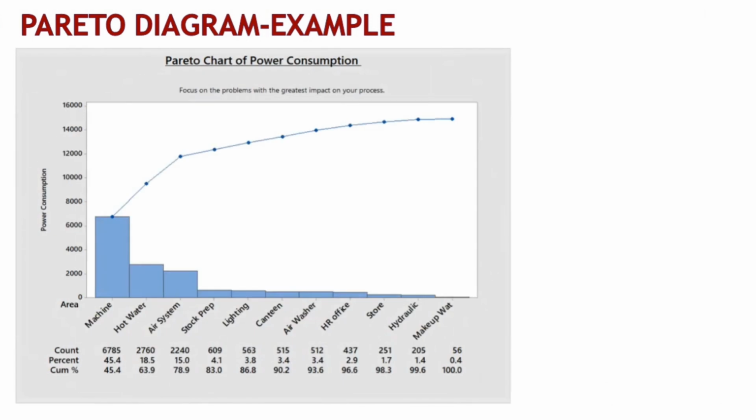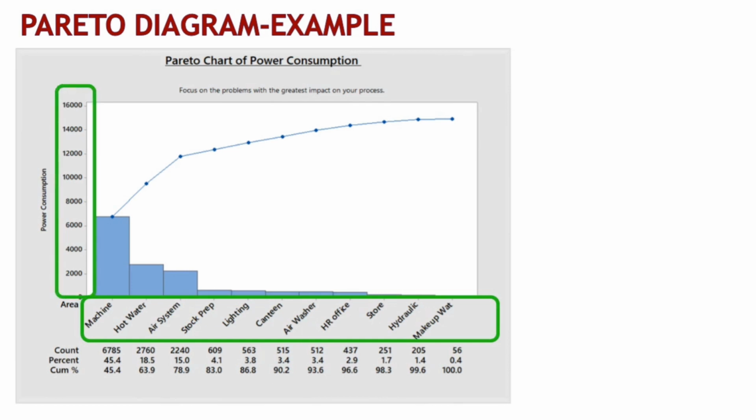Here in this slide, we have a Pareto chart representing the area-wise power consumption of a manufacturing plant. You can see the Pareto chart combines information on the x-axis for different areas. The y-axis is for power consumption and the secondary y-axis is for cumulative percentage of power. Let's analyze the insights from this Pareto chart.